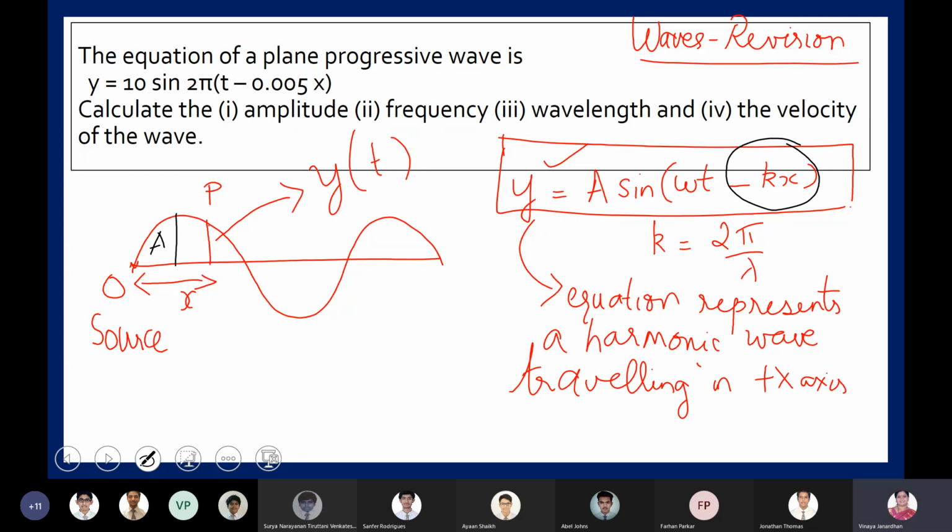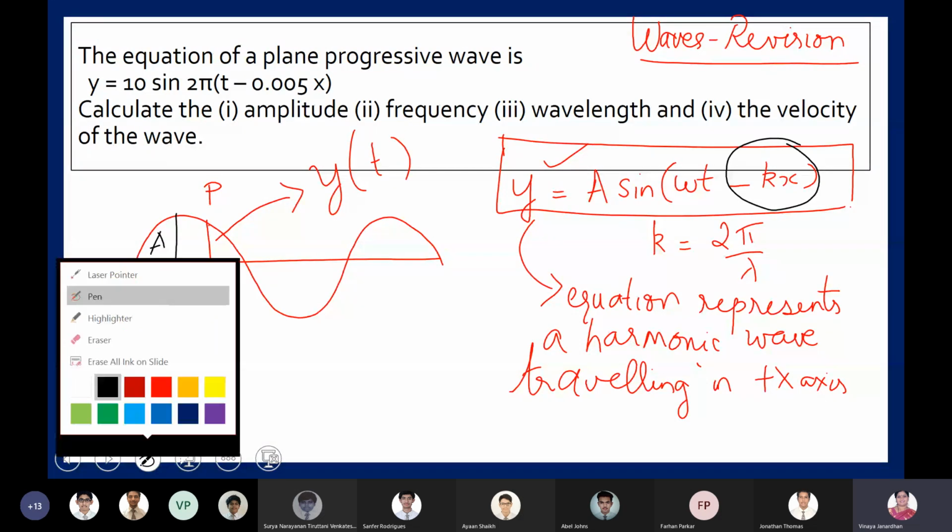Is that clear, boys? What is y? Y is the displacement of any particle of the medium which is at a distance of x meters from the source. A is the maximum displacement. And what is k? K is the propagation constant, 2π by λ.